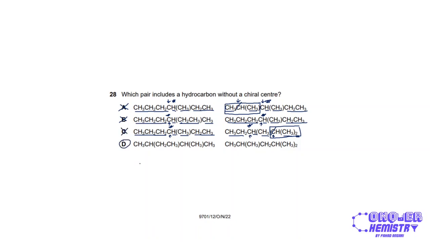So this must be the option that contains a hydrocarbon without a chiral center. Let's see which one of these it is. So over here, we have a carbon that's bonded to a hydrogen, a methyl, an ethyl, and this group over here. And so this is a chiral center. All right. This is not going to be chiral over here because it is bonded to two methyl groups.